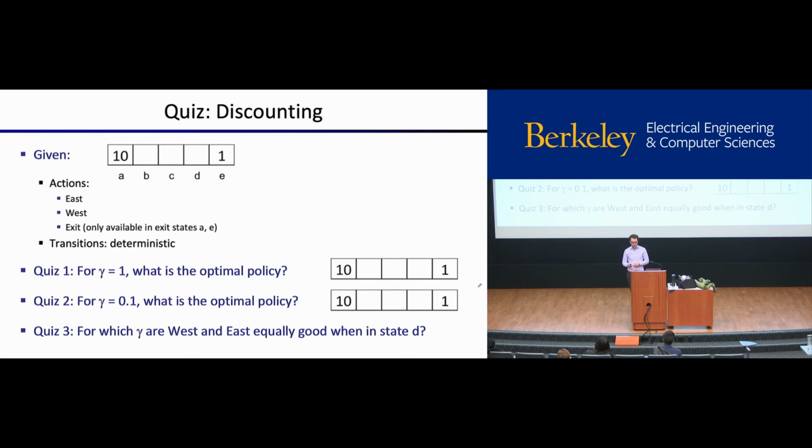In the case where gamma is 1, it doesn't matter how far away from the 10 you are, you're going to want to go towards the 10. In the case where gamma is low, you're going to want to go towards the 1 for some distances.